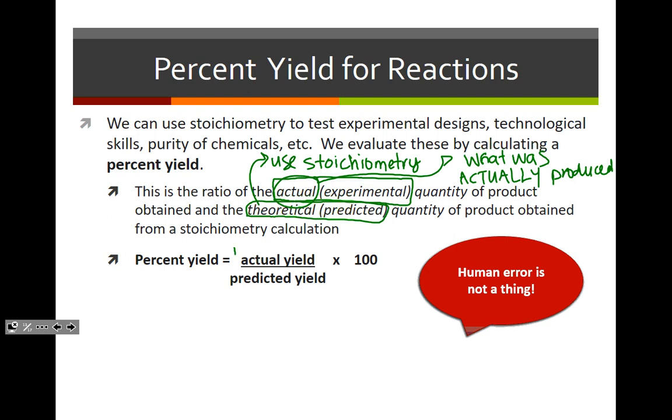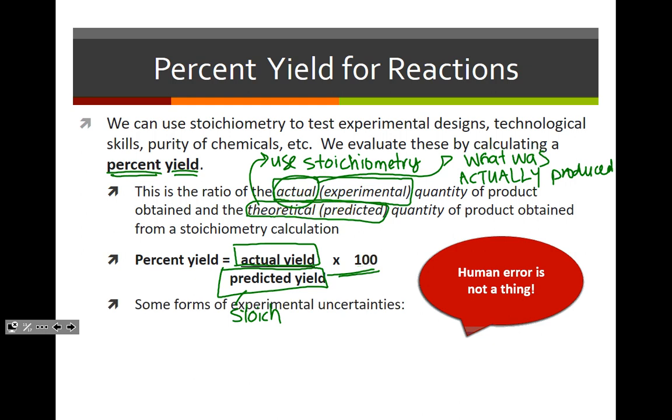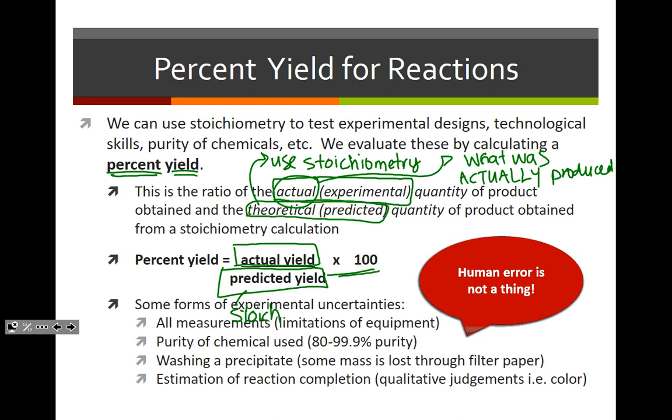And the formula is pretty simple. You just take your actual amount, you put it over your predicted amount, and that's, remember, from your stoich, and multiply it by 100 because we're talking about percent yield. The percentage of the yield that you should have, that you're comparing what you should have collected to what you actually collected.